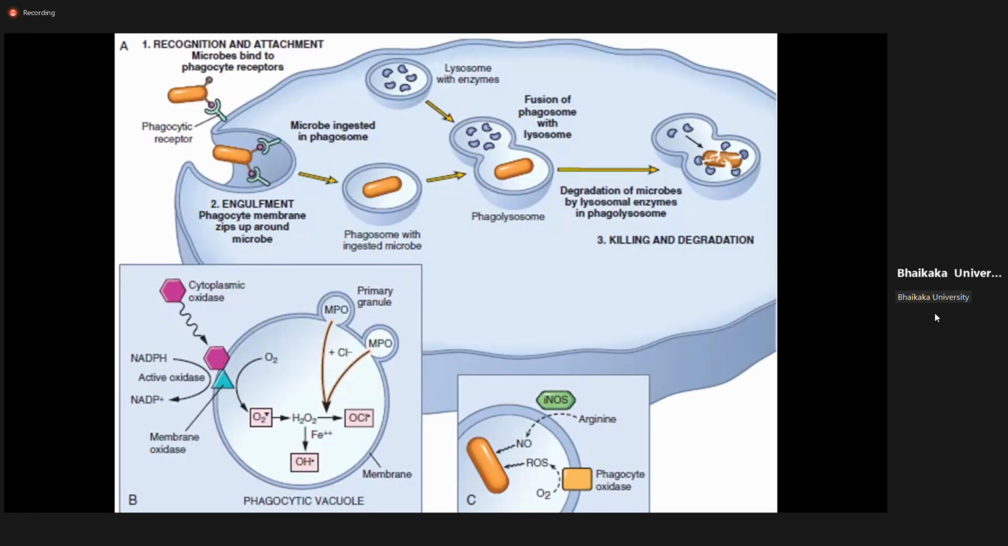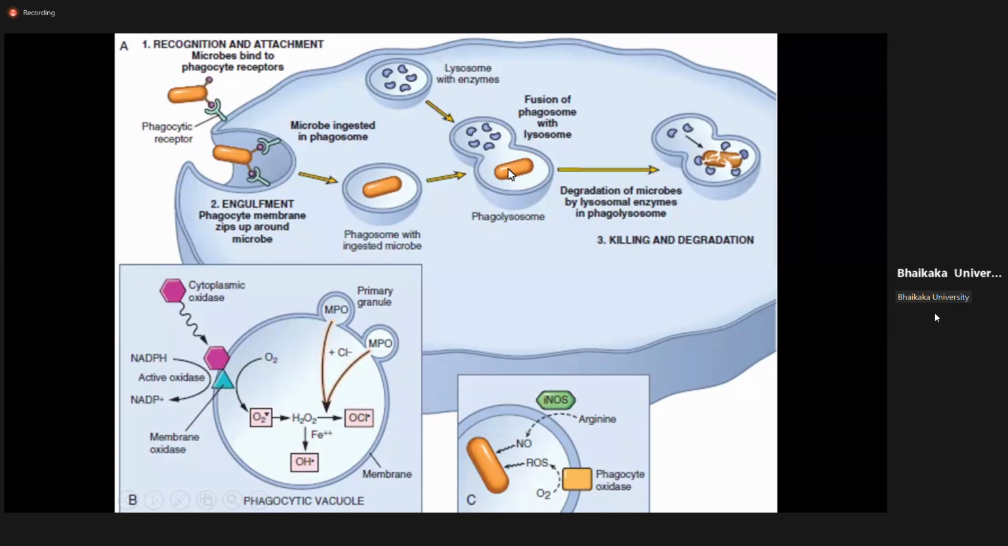This is a diagrammatic representation. Here is the phagocytic receptor which gets attached to the microorganism. Plasma membrane will spread out around this microorganism, will zip around this microorganism, and will form a phagosome with the ingested microorganism. So the microorganism is ingested in the phagosome. This is the lysosome. The phagosome combines with the lysosome and forms a phagolysosome.